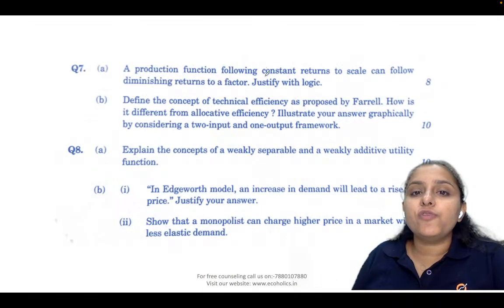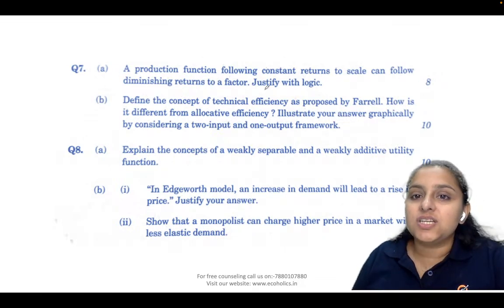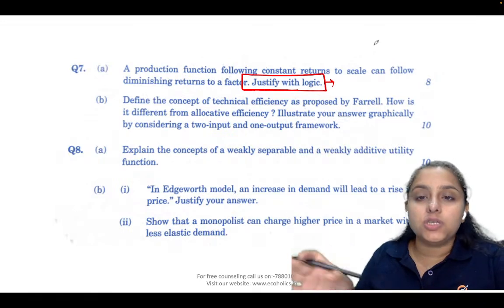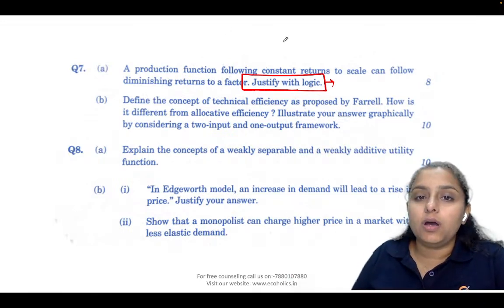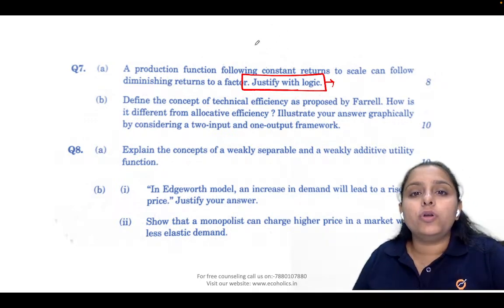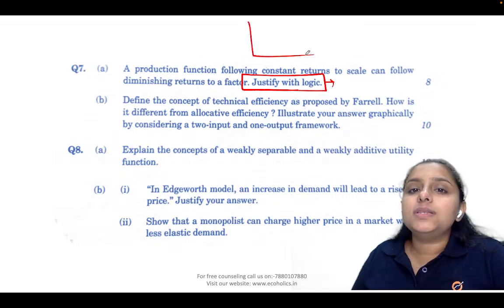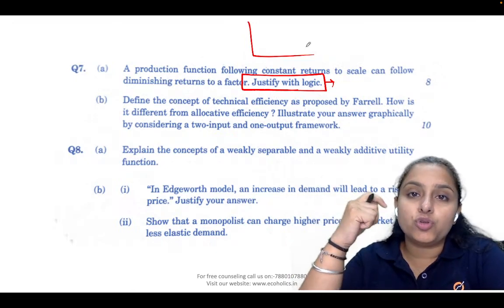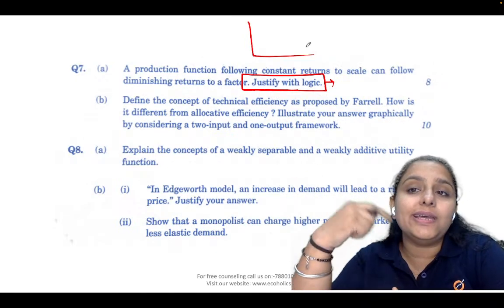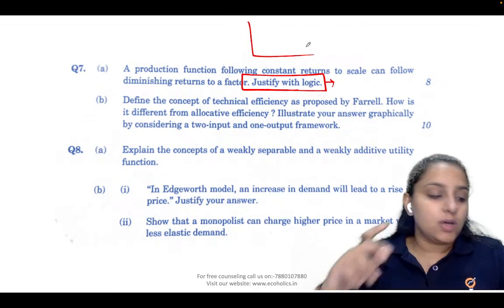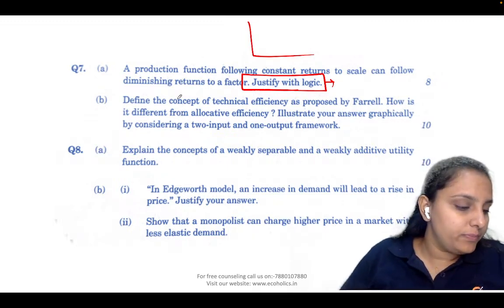7th A, production function following constant returns to scale can follow diminishing returns to a factor. Justify with a logic. So they have asked for logic. They are saying, do not just fill the sheet, but give us the logic. So when there is a production function which has constant returns to scale, it can follow diminishing returns to a factor. Which means that, okay, even if production increases at the same level at which your input is increasing, the factors, which mean the labor and capital, can themselves follow the diminishing return. So that's how you have to go about this thing.